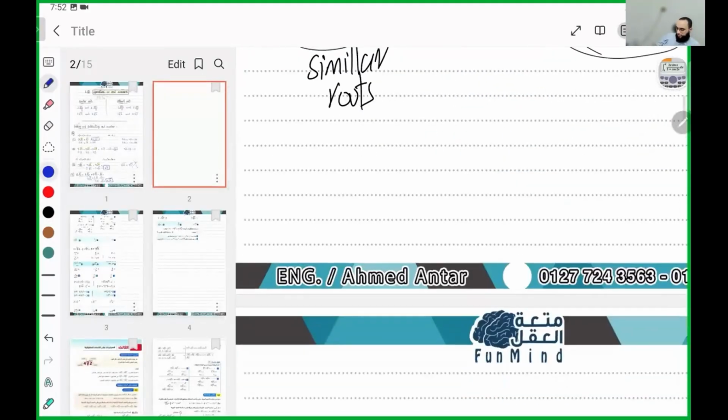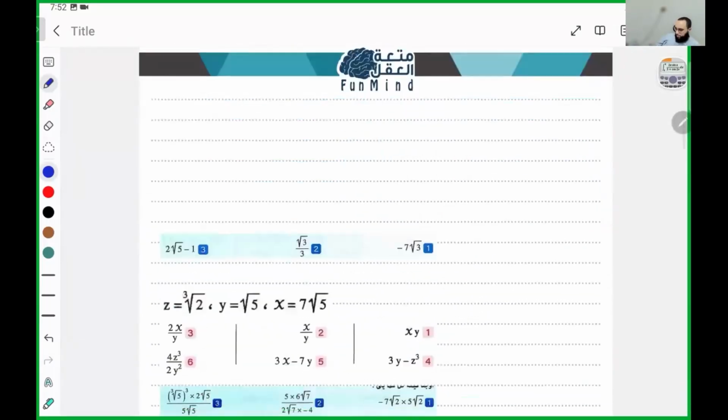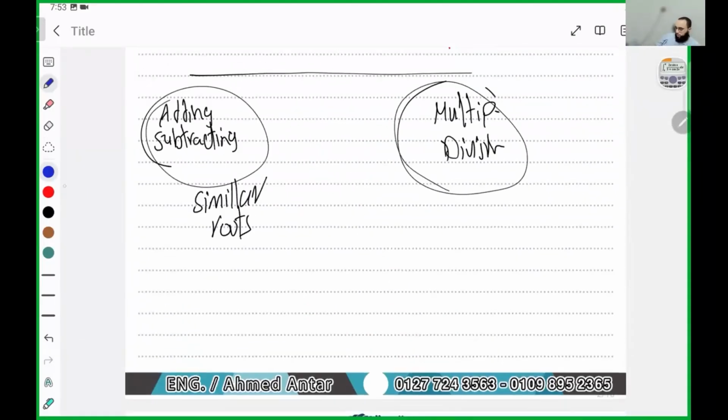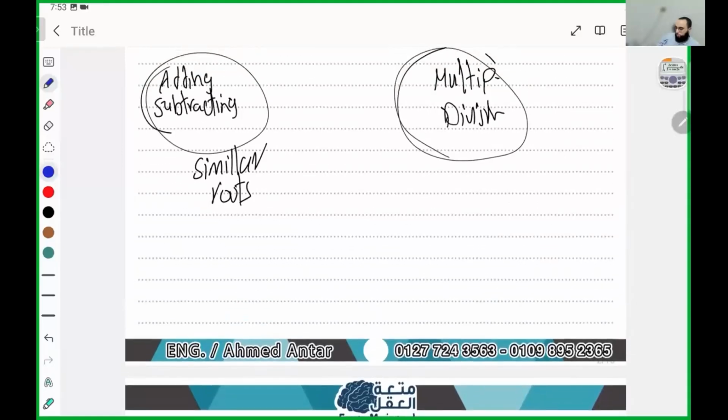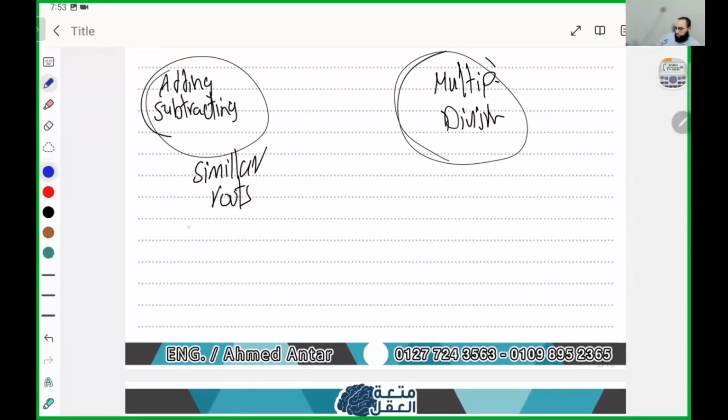And this is an example. Firstly, before getting to the question, we talked about the similar root. If it is something like 3 root 5 plus 8 root 5, then it's going to be 11 root 5. That's because 3x plus 8x equals 11x. And the same with multiplication. If it is 3x times 8x, what's the answer?